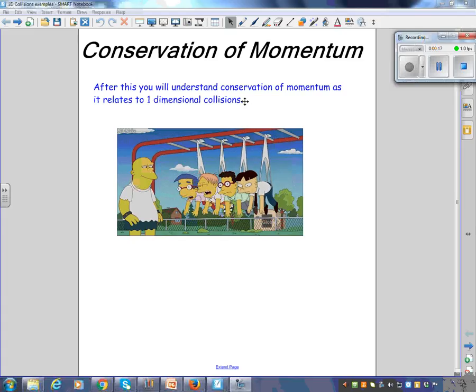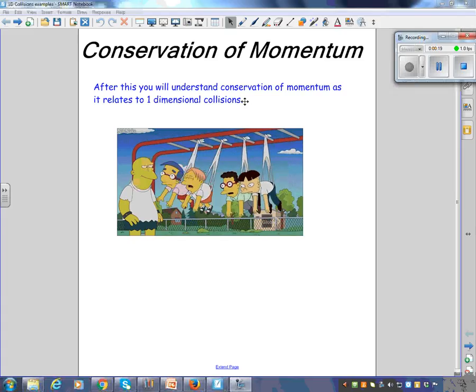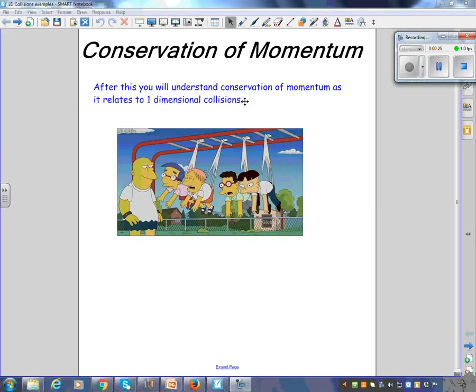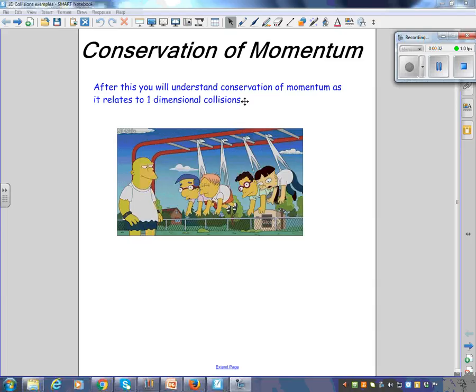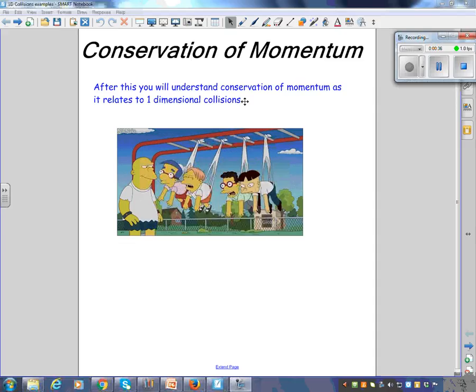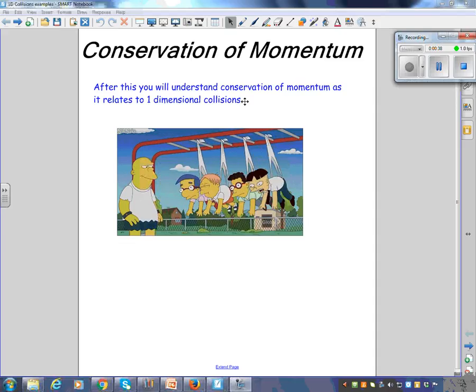Okay, so after this, you're going to understand conservation of momentum as it relates to one-dimensional collisions. On the first day, I gave you the problem examples. One-dimensional collisions are clearly the easiest. Today we're going to be talking about collisions. Tomorrow I'll probably talk about explosions, but they're really just collisions in reverse, so the general principle is the same.